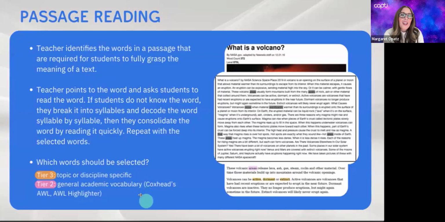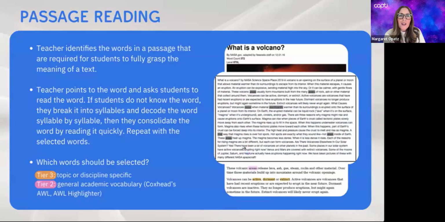So one thing that I find to be extremely helpful is an academic word list highlighter. What this does is it will take any text that you paste into it. And if you're interested in having that resource, I can share it in the chat later on. But basically, you can go to this website, and it's an academic word list highlighter. You select the text, copy it, and click submit. And it highlights, and that's what these words are here. It highlights the words from Coxhead's academic word list.